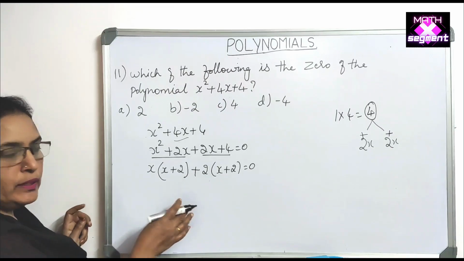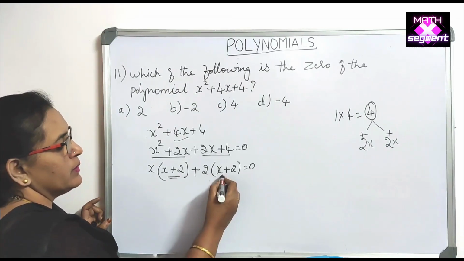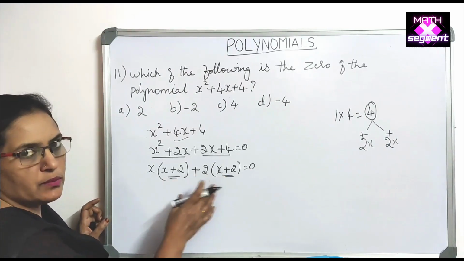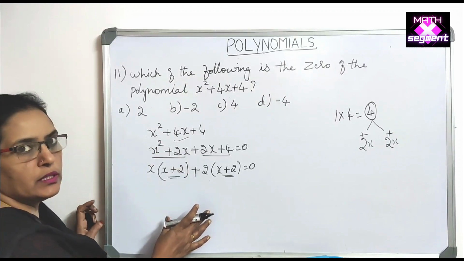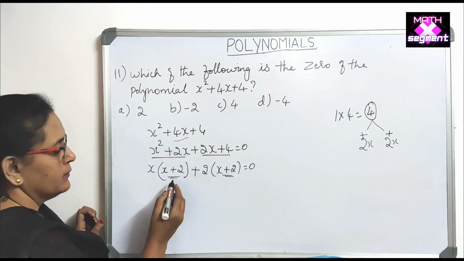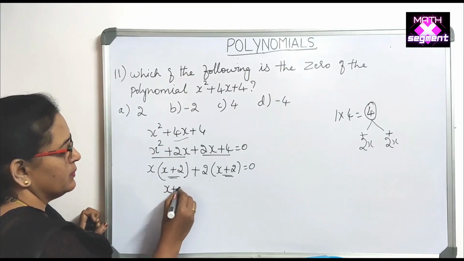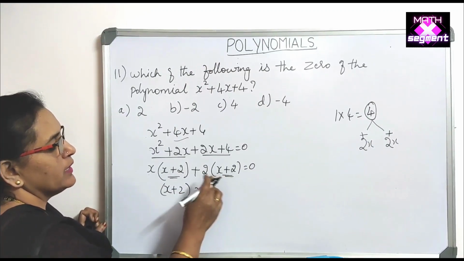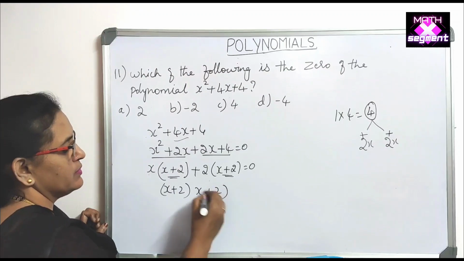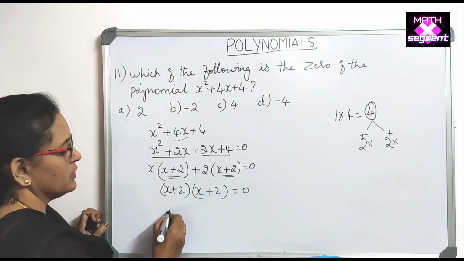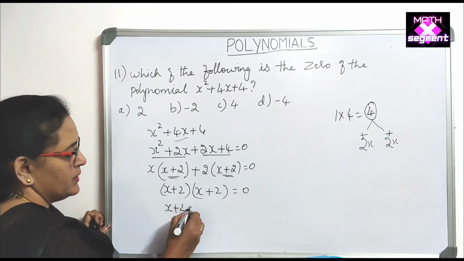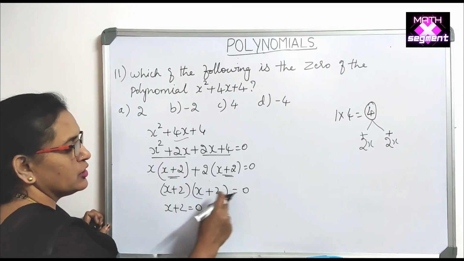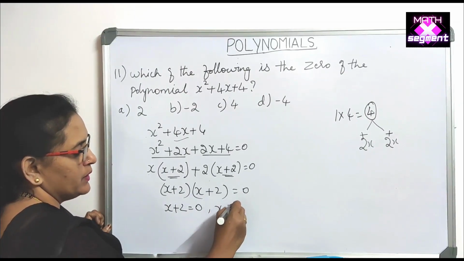To know whether you are doing it correctly, check in the brackets whether you are getting the same terms. When you get the same terms, that means the factorization is correct. Here x plus 2 is in the bracket, and outside the bracket we have x plus 2. The meaning of this is that x plus 2 is equal to 0, and each term is equal to 0, so I am separating each term.